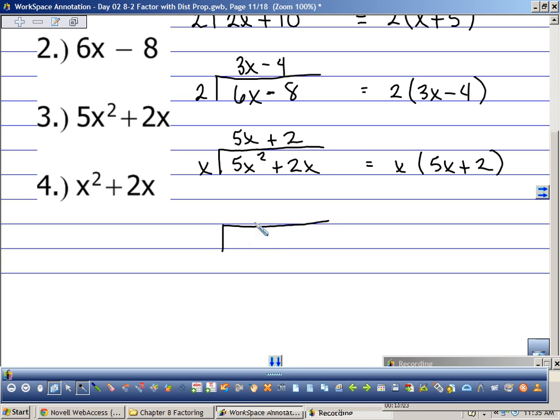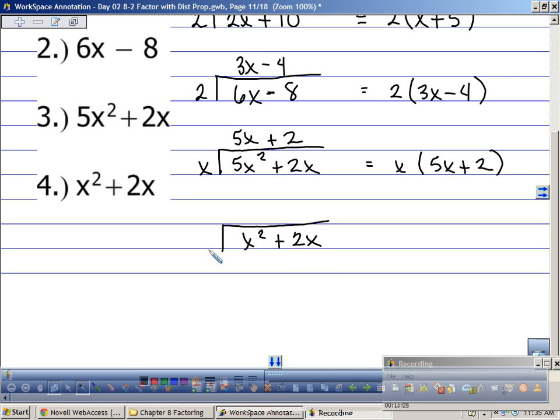Last one. All right, what does x squared and 2x share? X. X times what makes x squared? X times what makes 2x? Positive 2. X times the quantity x plus 2.